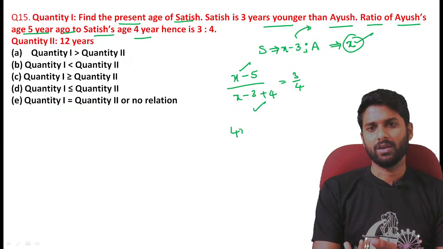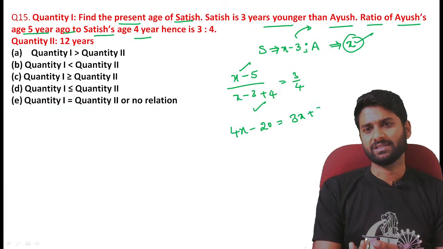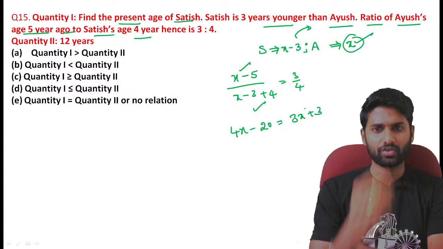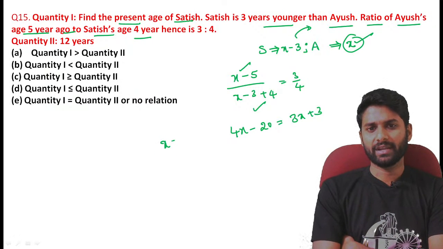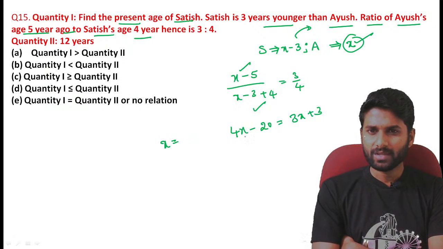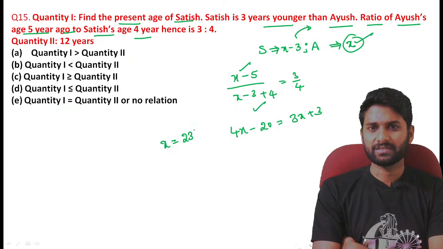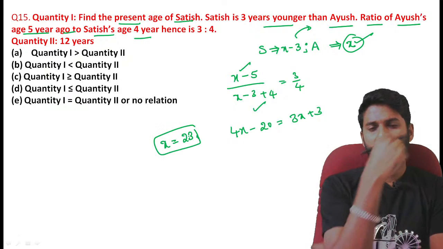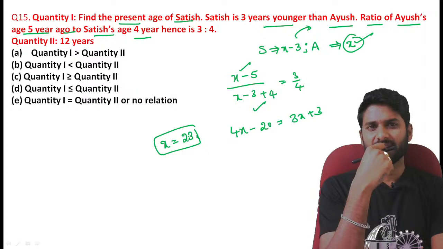Cross multiply. 4x minus 20 is exactly equal to 3x plus 3. So why? Because minus 3 plus 4 is equal to 1. Now you can get the x value. So here the x value becomes 23. X value is exactly equal to 23.